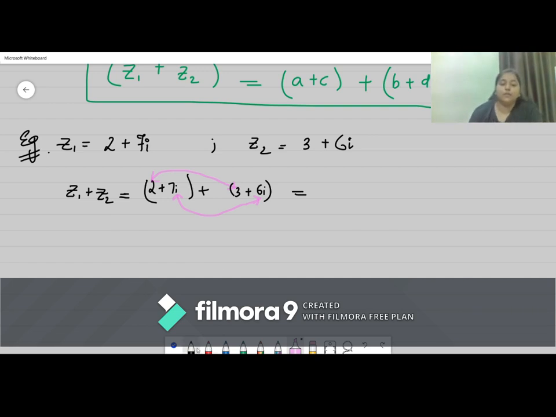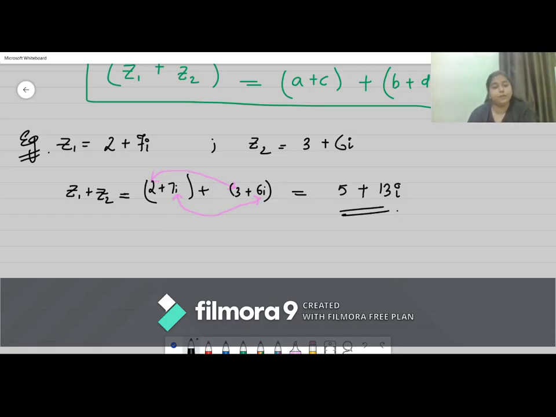Okay. So this will give us the result 3 plus 2, 5 plus 13 iota. This is the result of addition of two given complex numbers. हमने दिए हुए दो complex numbers को add कर लिया.